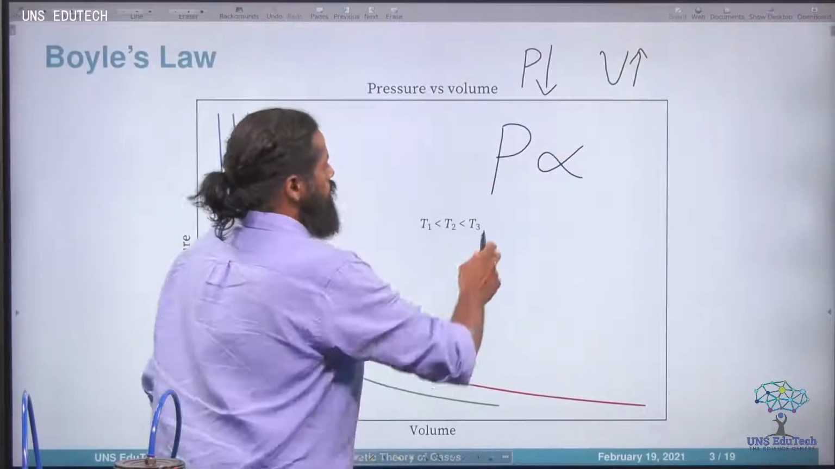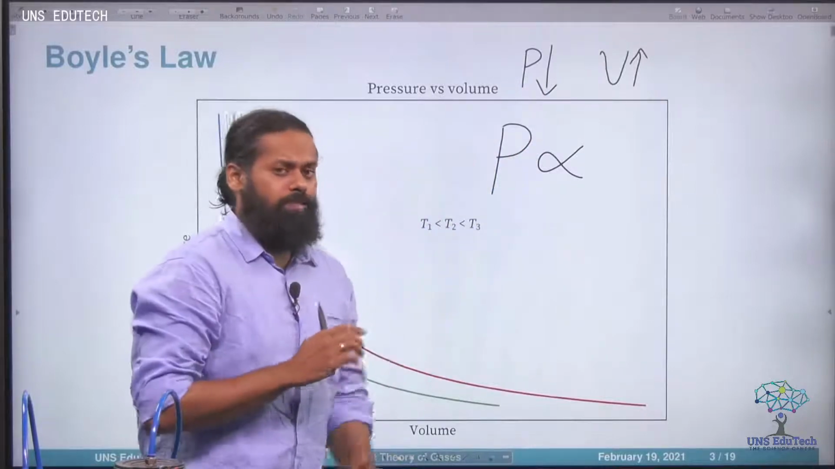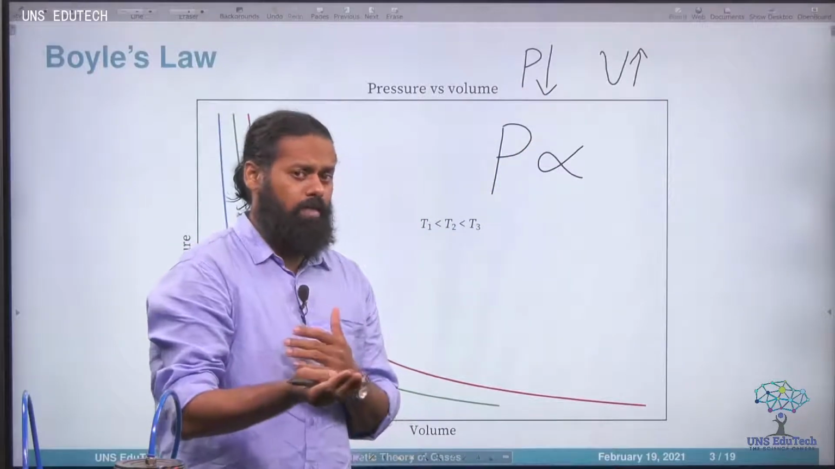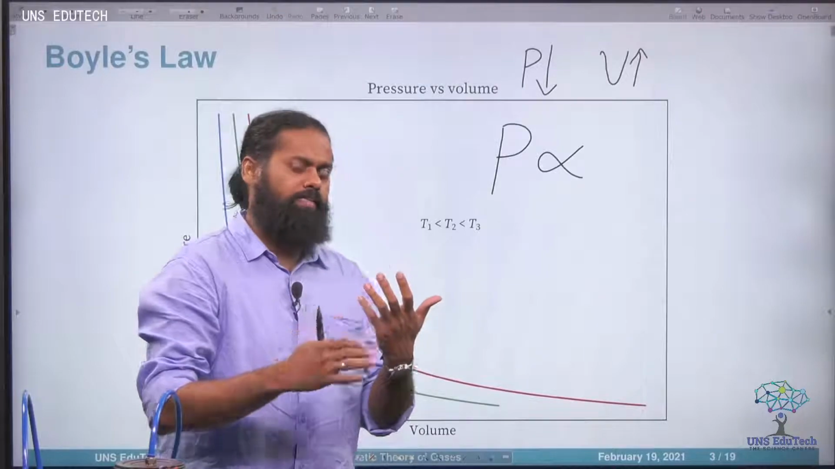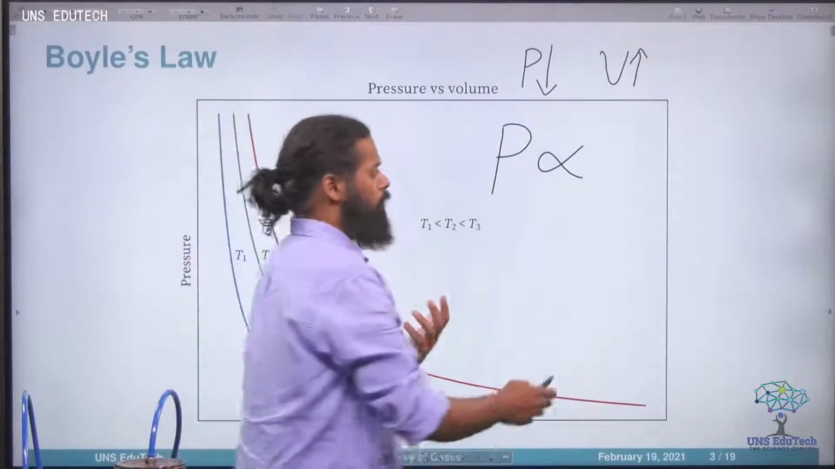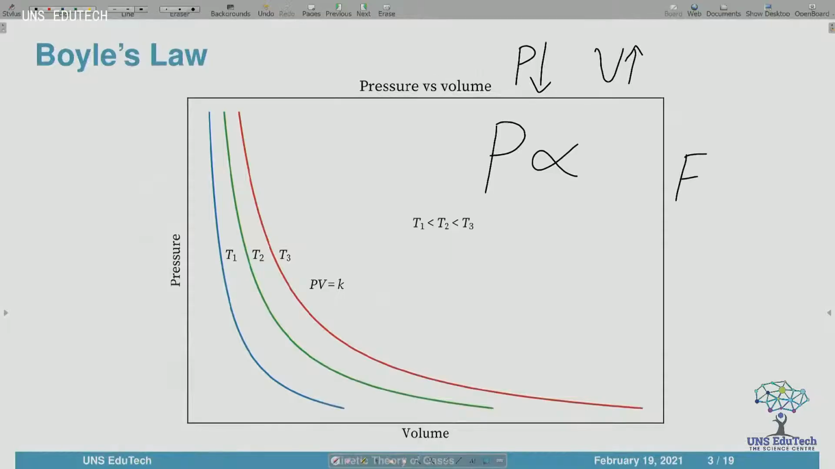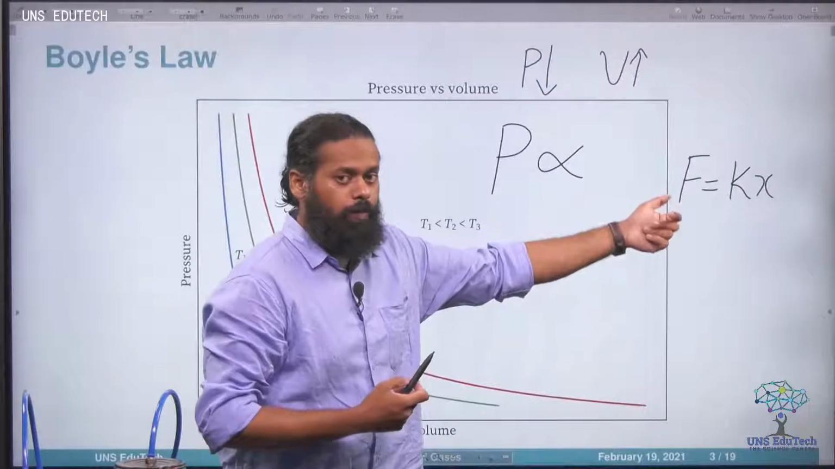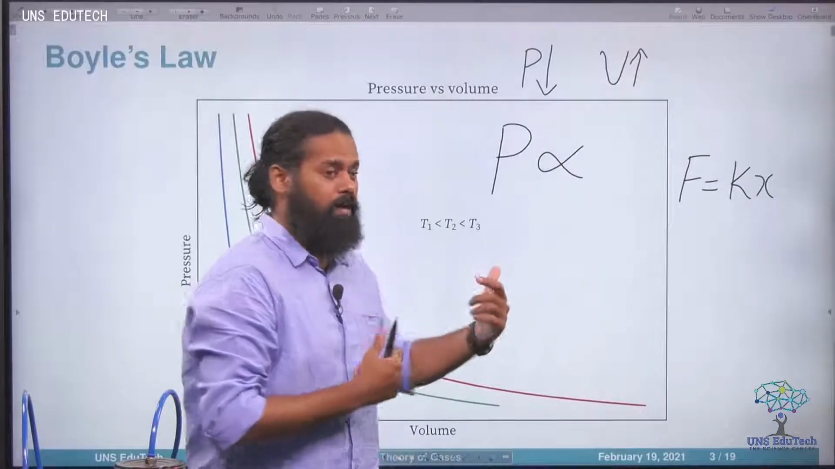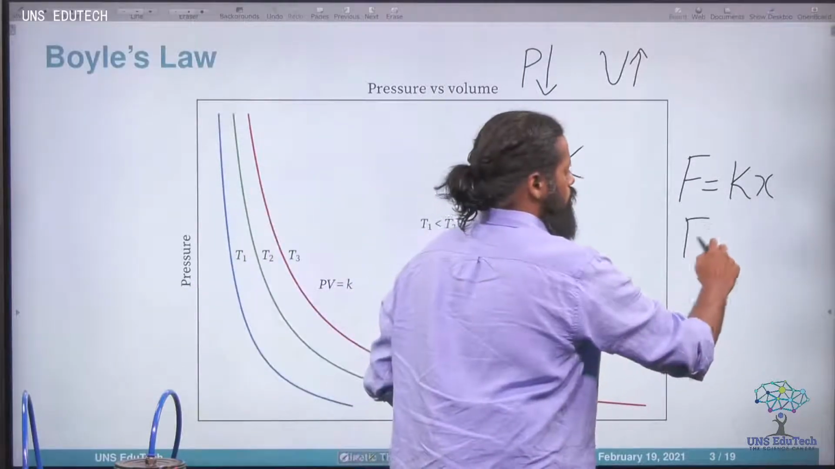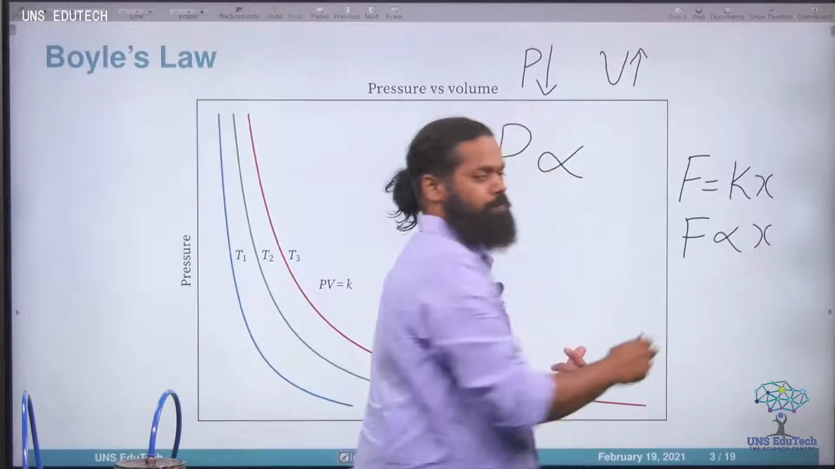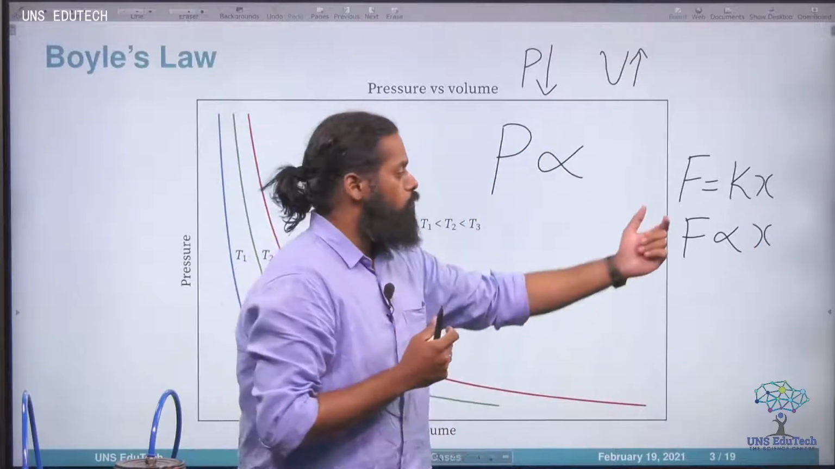Some relationships are directly proportional. That means once one quantity increases, the other quantity also increases. For example, F is equal to ma, or F is equal to minus kx, the spring equation. The more the displacement, the more restoring force there will be in the spring. So we call force directly proportional to the displacement, or stretching, of the spring.